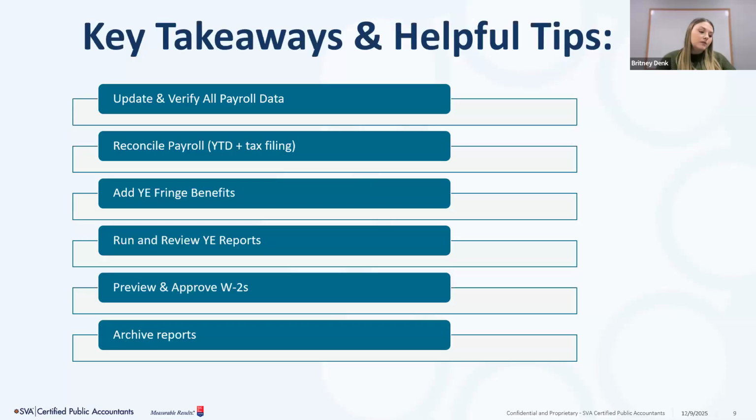After you filed your W-2s, enter all your year-end adjustments, your fringe benefits, S Corp health insurance. If you're unsure if this applies to you, reach out to your representative at SVA, and we will be able to help you determine if this is something that you have to do for the end of the year. But just making sure that it is done before 12/31, because if you wait until January, they will go ahead and process the W-2s, and there's no guarantee that it'll make its way, and then you'll have to go and amend them. And then just running and reviewing your reports, previewing and approving your W-2s, and archiving your reports for the year.